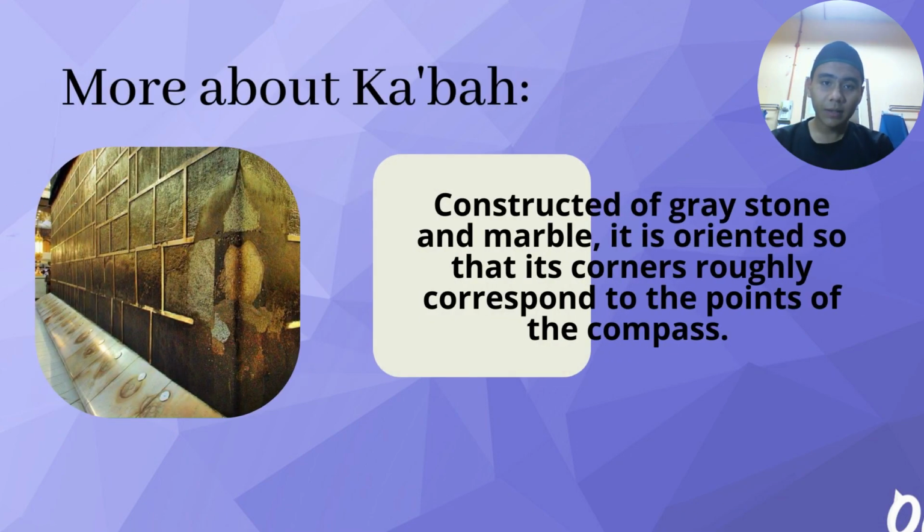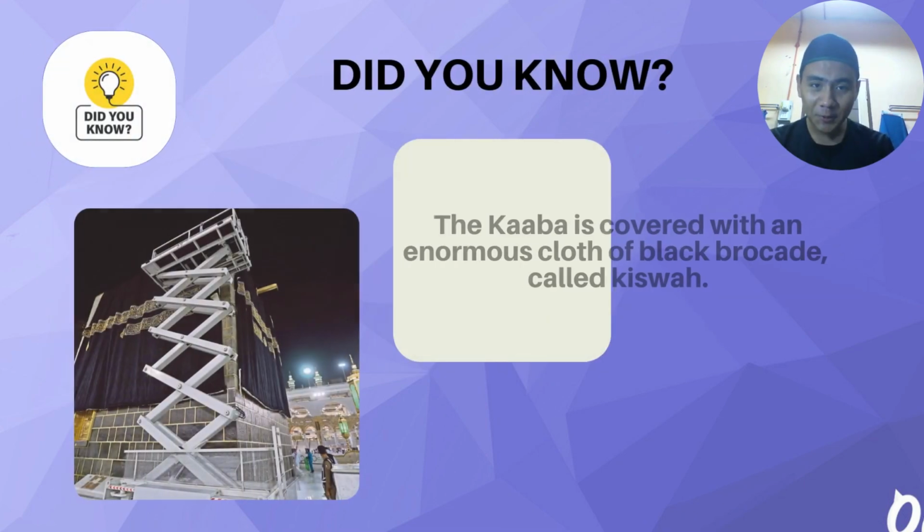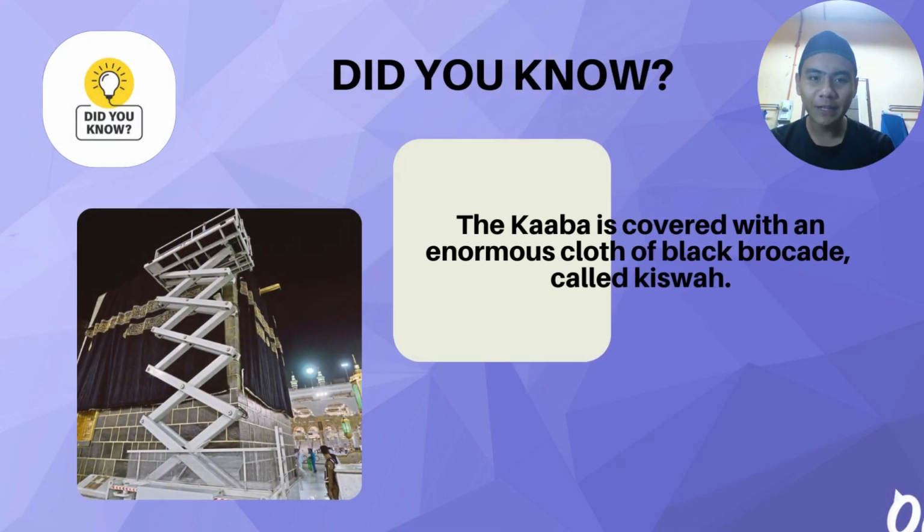More about Kaaba. Kaaba was constructed of grey stone and marble. It is oriented so that its corners roughly correspond to the points of the compass. Did you know? The Kaaba is covered with an enormous cloth of black brocade called kiswa.